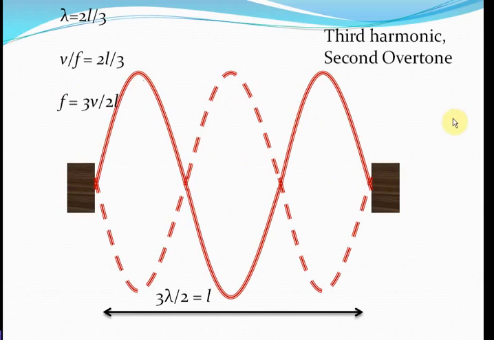One interesting thing you must have observed by now is when we didn't have any node in between, but when we just had a loop like this, the frequency was V by 2L. When we had one node and we had 2 loops like this, then the frequency was 2V by 2L. And now when we have 3 loops like this, 1, 2, 3, with 2 nodes in between, the frequency is 3V by 2L.